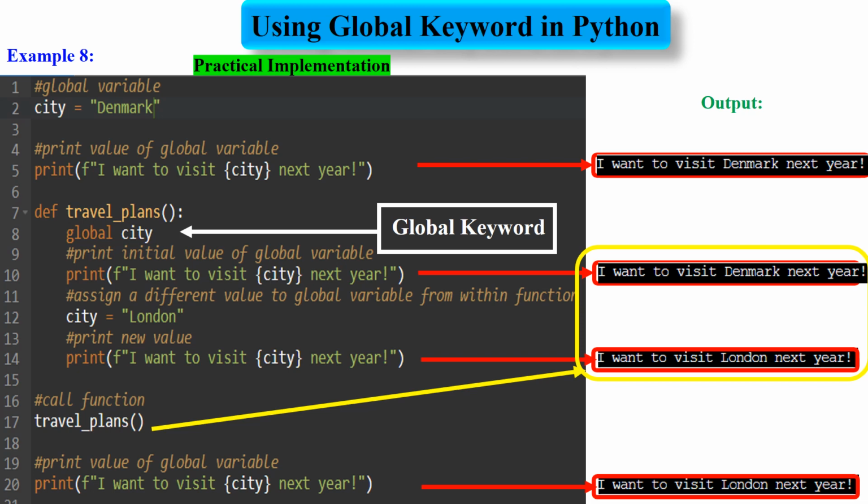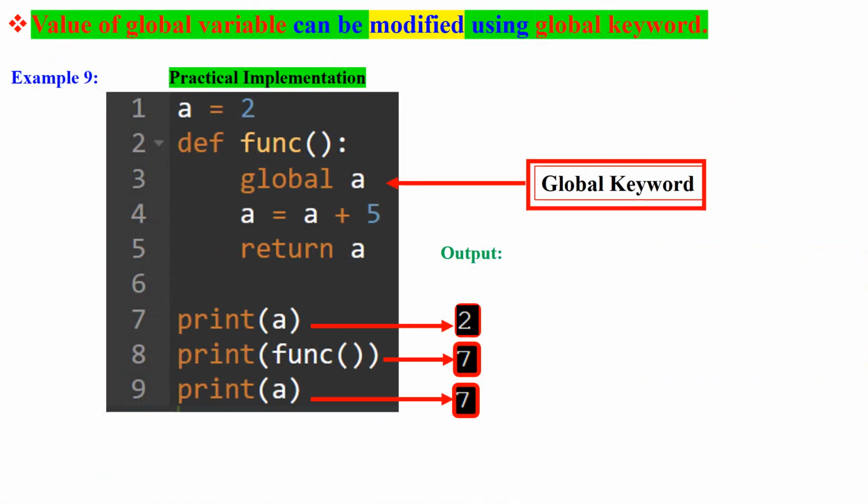In line 17, after defining the function, it is called with travel_plans. This executes the code within the function. In line 20, finally, the value of the global variable city is printed again outside the function using an f-string. The output will be, I want to visit London next year. Value of global variable can be modified using global keyword.